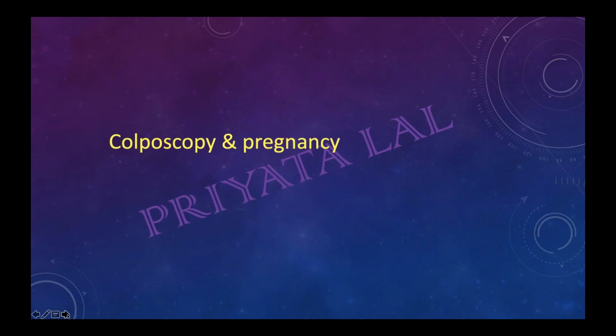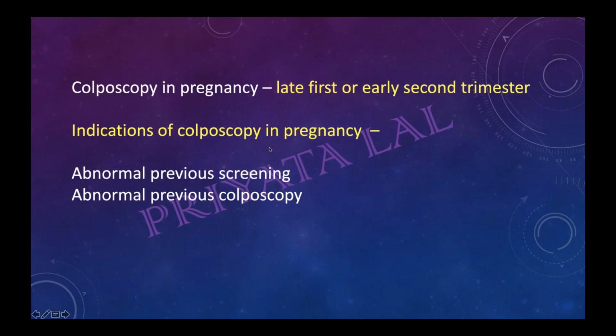Okay. So colposcopy and pregnancy. What they say is, if you have to do colposcopy in pregnancy, it can be done in late first trimester or early second trimester. This part you already know, and it comes in SBA also. What are the indications of colposcopy in pregnancy? If there had been any abnormal previous screening or any abnormal previous colposcopy and this patient was on follow-up, in that particular situation you have to do colposcopy in pregnancy.